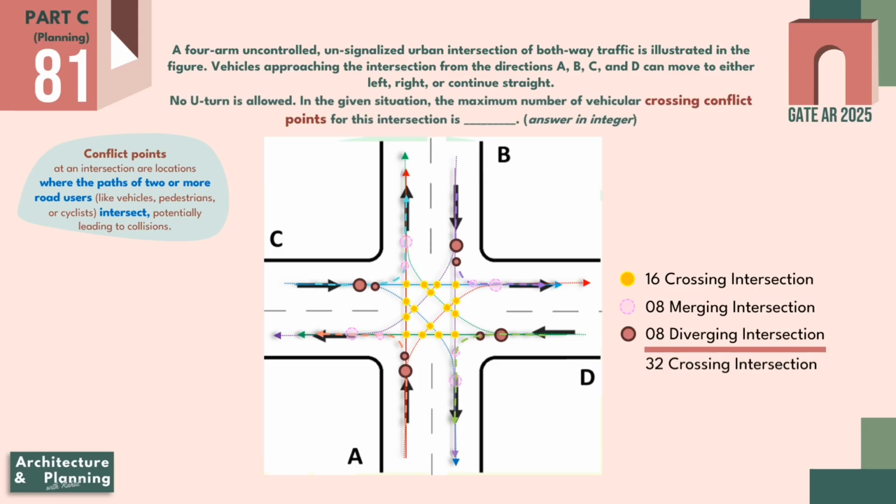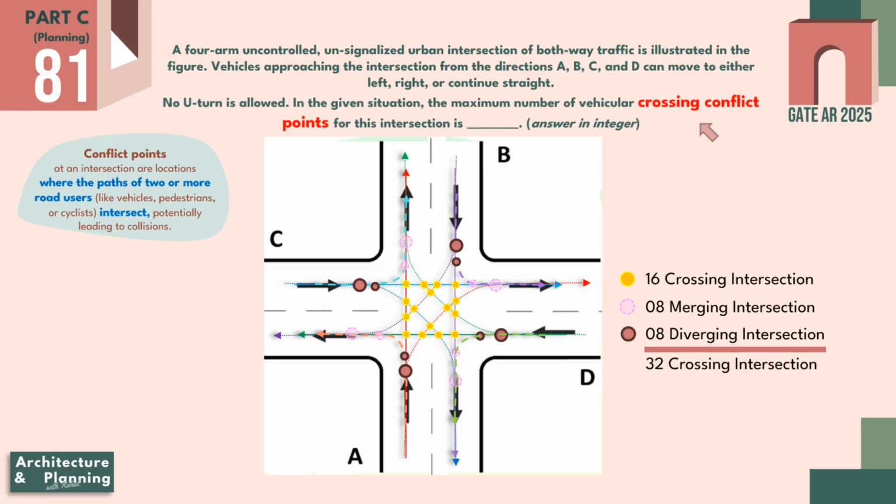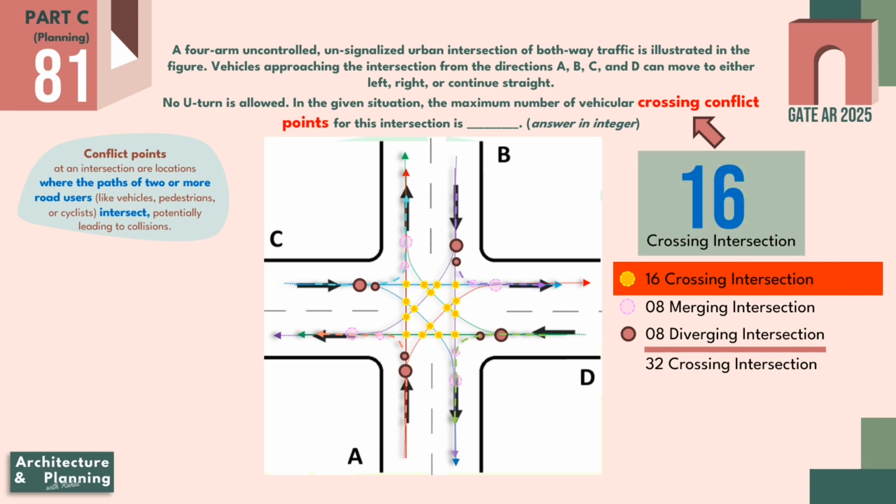But in the question it is only asked for the total number of crossing conflict points, which are only 16 in this 4-legged intersection. Therefore the correct answer of this question is 16 crossing conflict points.